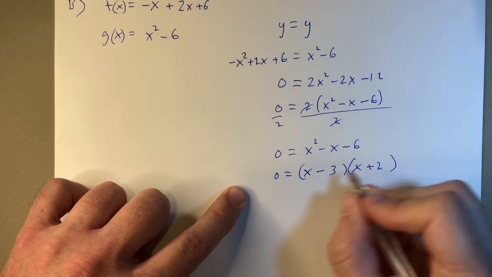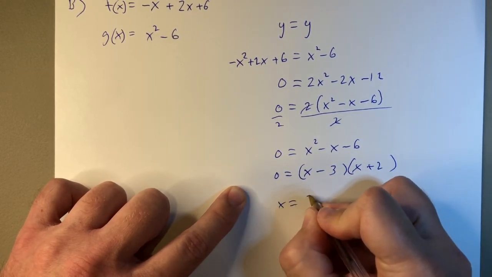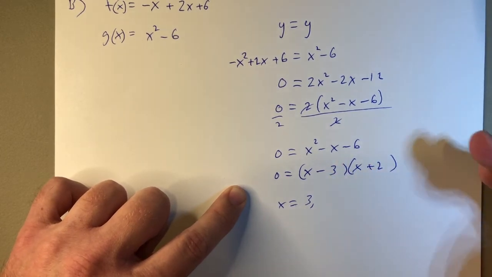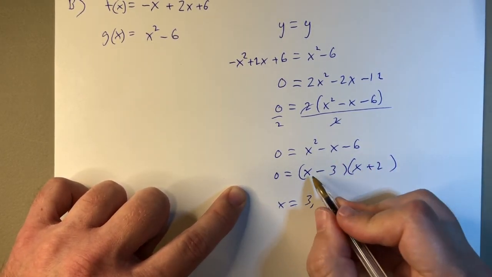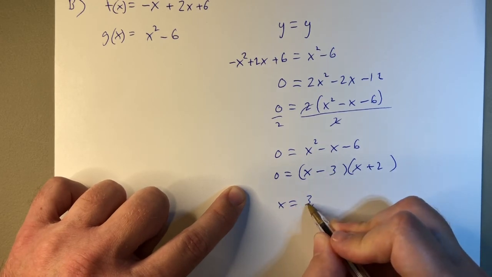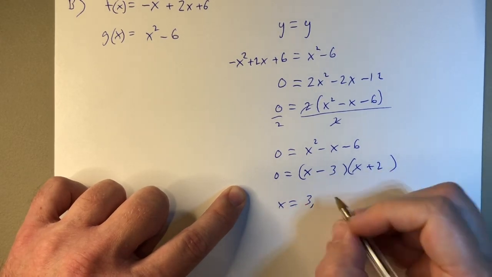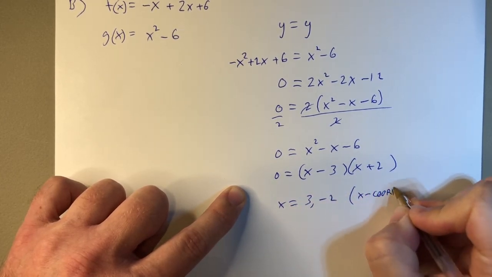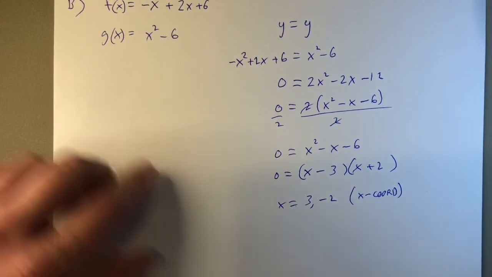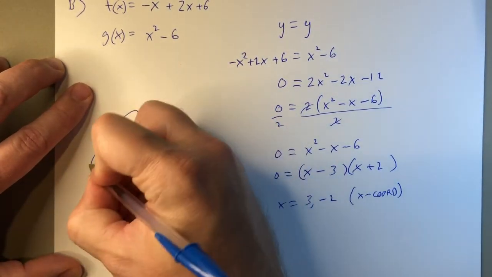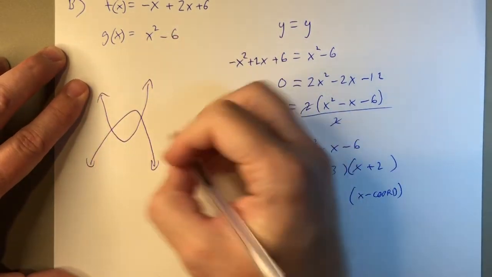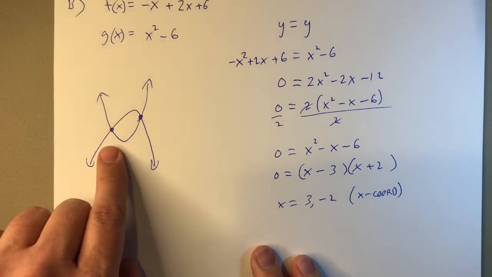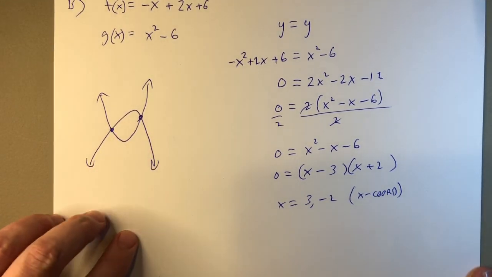So again, you let each binomial be equal to 0, and you solve for x. You let x minus 3 equal 0, solve for x, you get 3. You let x plus 2 equal 0, solve for x, you get -2. Again, these are the x coordinates of your two points of intersection. Okay, so this graphically looks something like this. You've got two parabolas, one opening up, one opening down, where you could have two points of intersection occurring. And that's exactly what's going on in this particular situation.